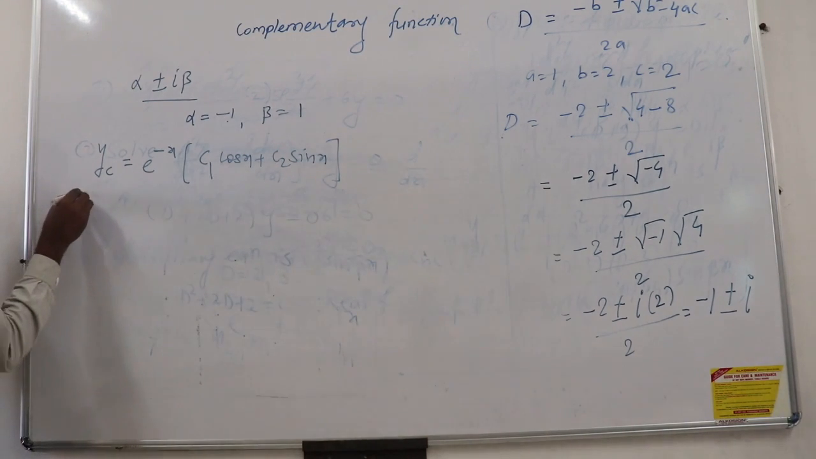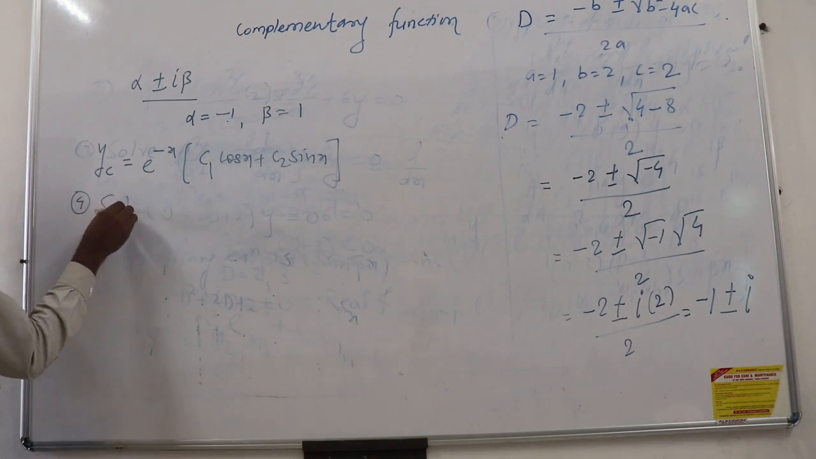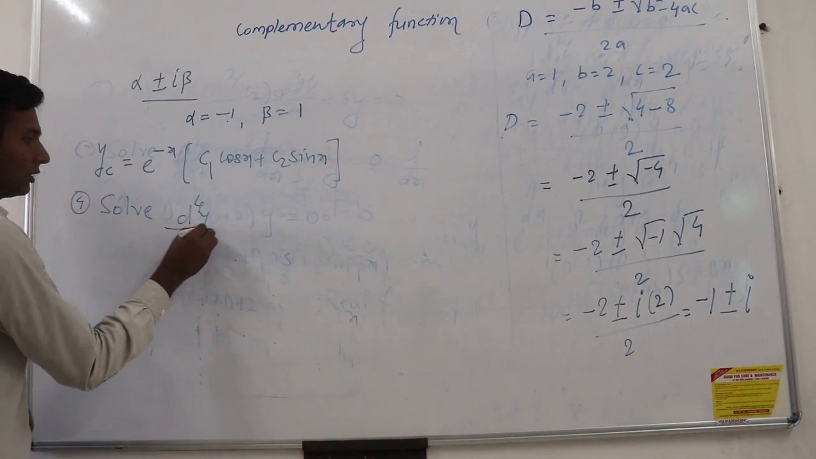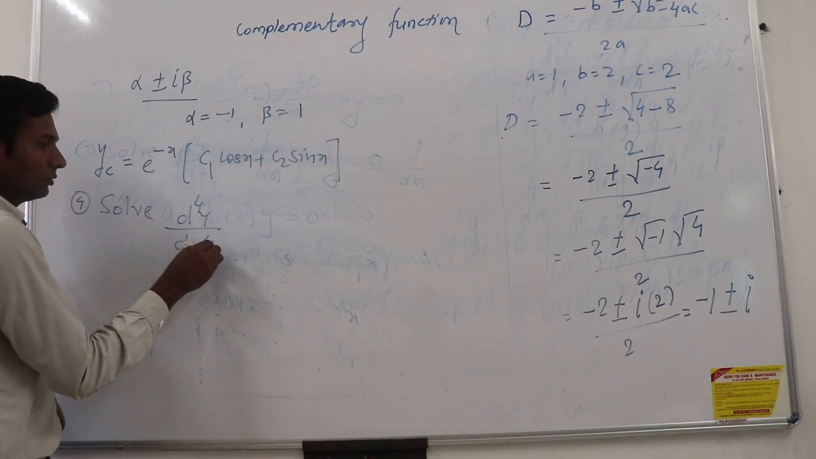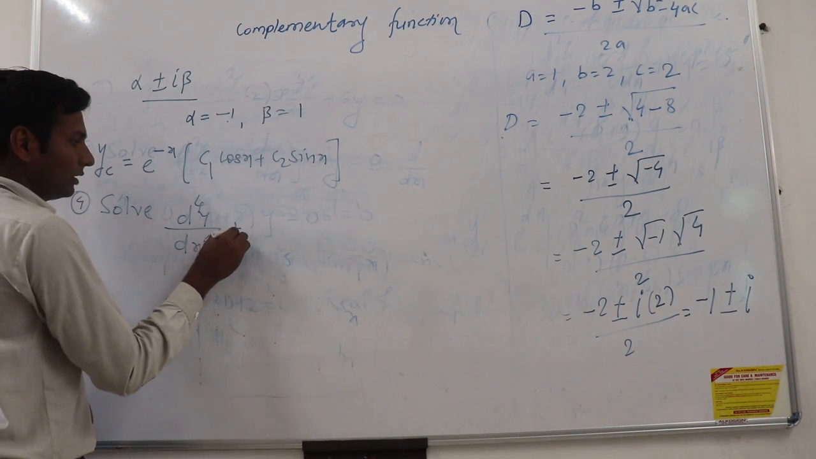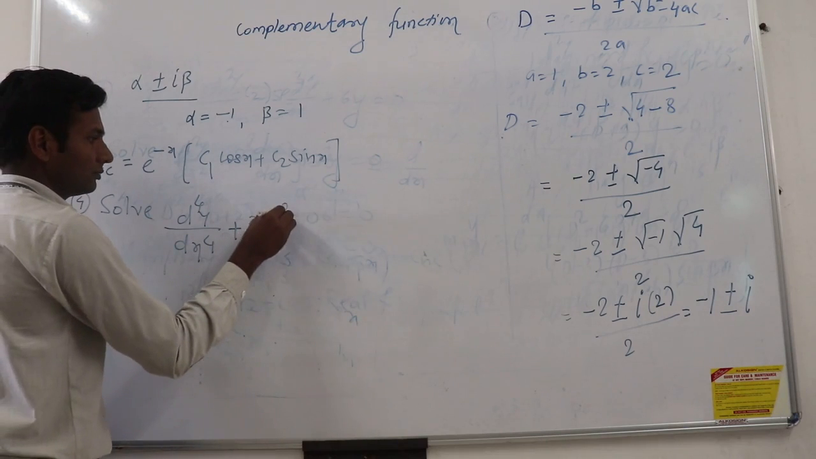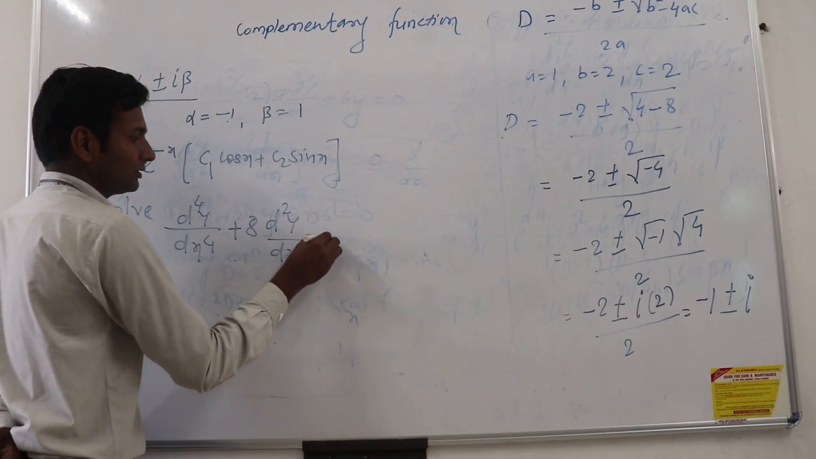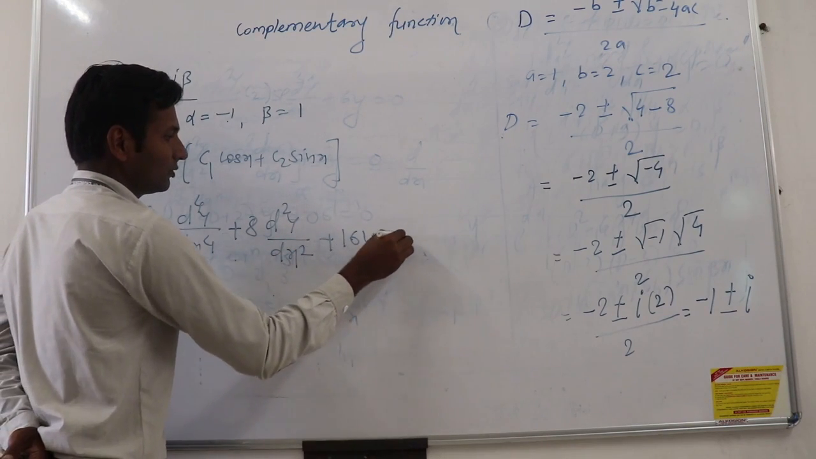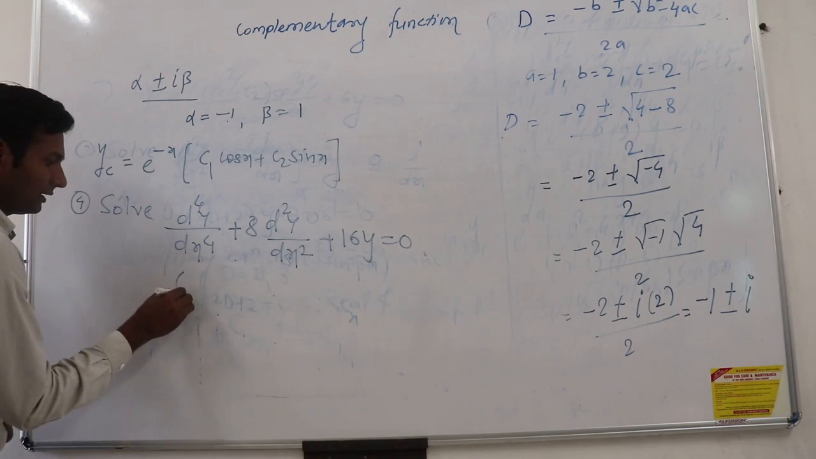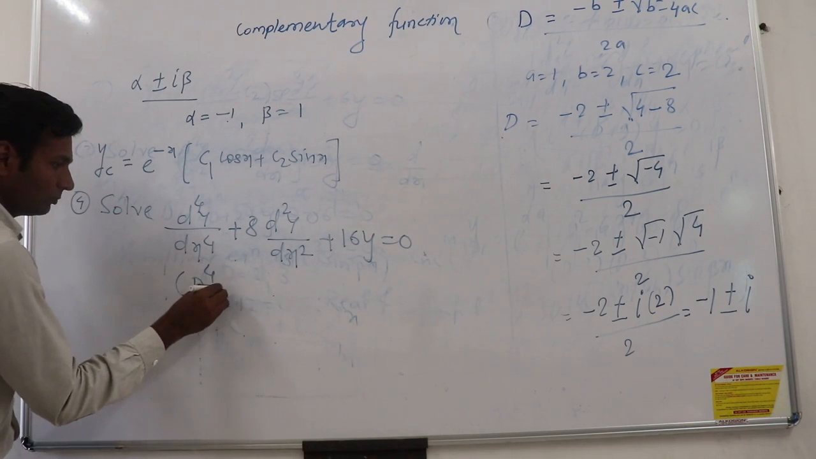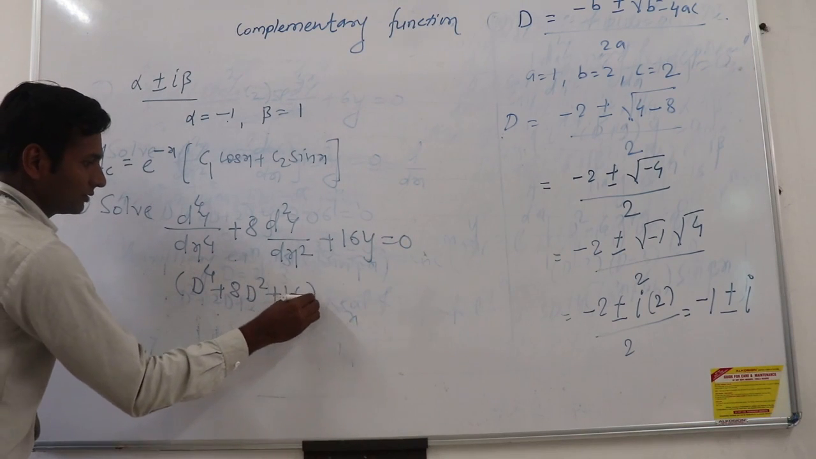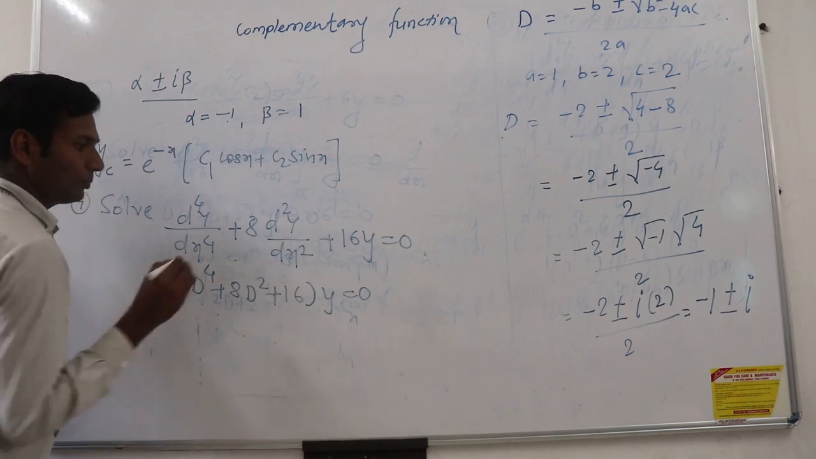Now see the next example number 4. Solve d raised to 4 y upon dx raised to 4 plus 8 d2y by dx square plus 16y is equal to 0. Then we write in the form d raised to 4 plus 8 d square plus 16 of y is equal to 0.